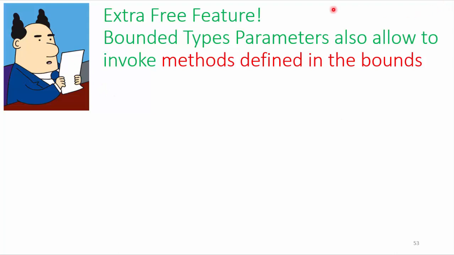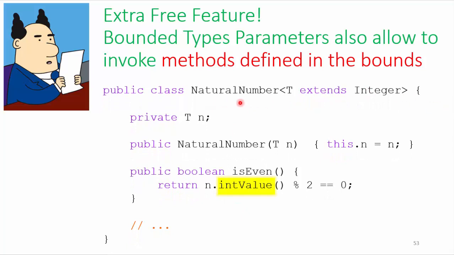Another bonus of using those bounded type parameters is that they also allow you to invoke methods that are defined in the bound. So what do we mean by that? Let's take another example. We have a public class NaturalNumber. Here is a type parameter T, which is bounded to extend Integer, okay? So that means that when we create an object of the class NaturalNumber, we expect that we are going to specify the type parameter T so that it actually is a subclass of Integer. That's what we mean here, okay?